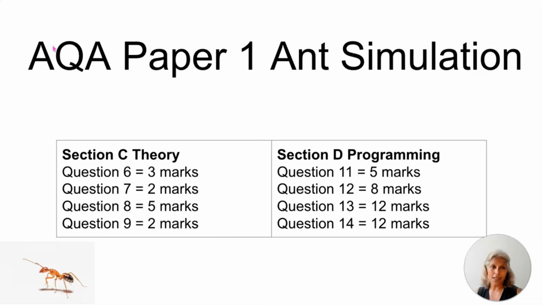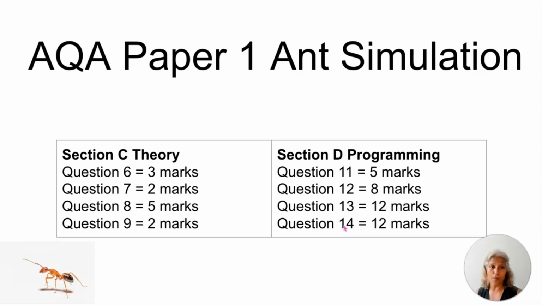As you will know, the skeleton code is asked about in section C and D of paper 1. Looking at the electronic answer document, we can see there are 4 questions in section C, which is theory, with these marks on it, and 4 questions in section D on the programming side of them. There are some very high tariff questions in there, so it's really worth getting your head around the ant simulation, practicing programming it, and practicing tweaking it so that you can take advantage of it.